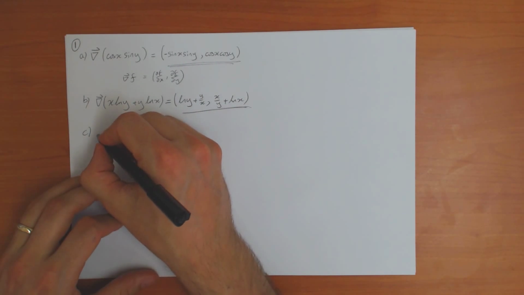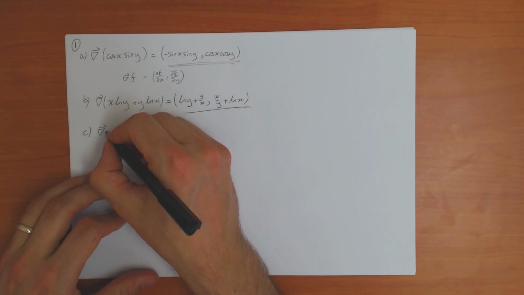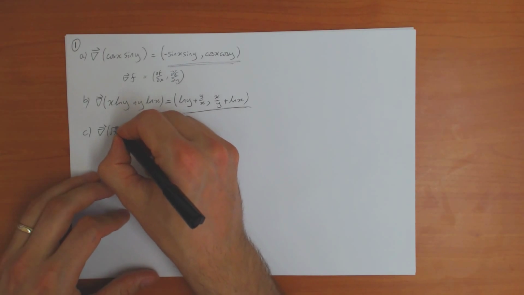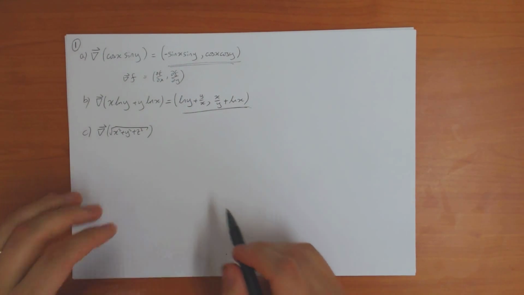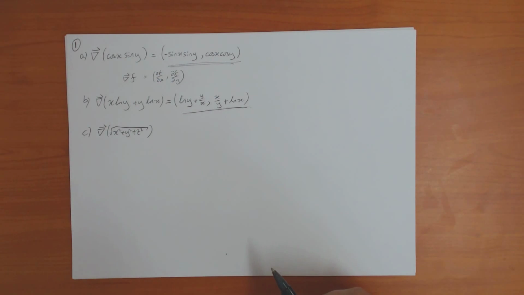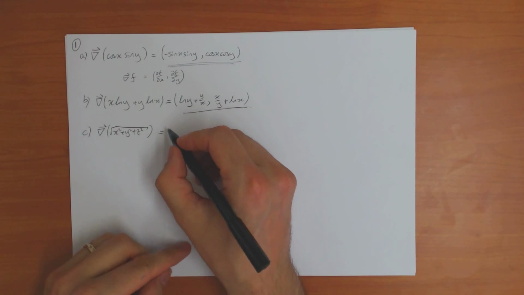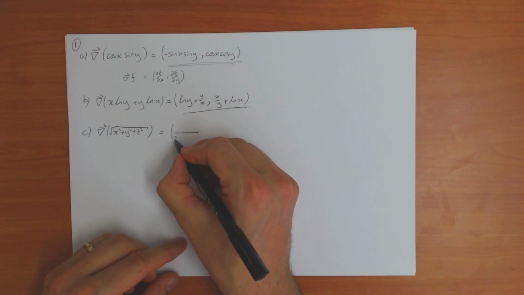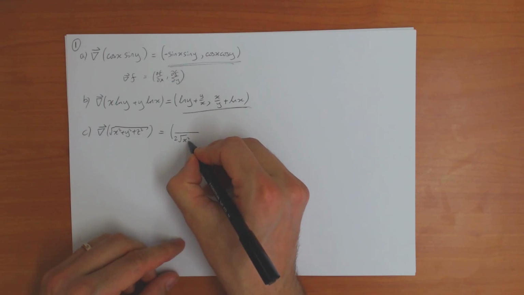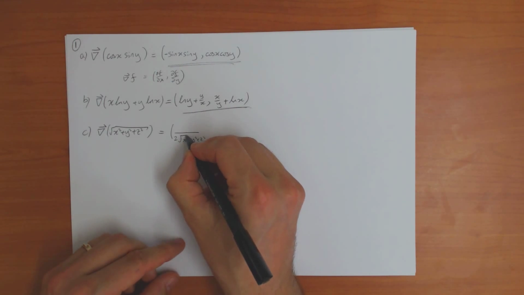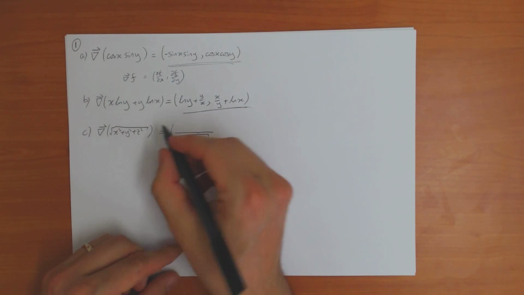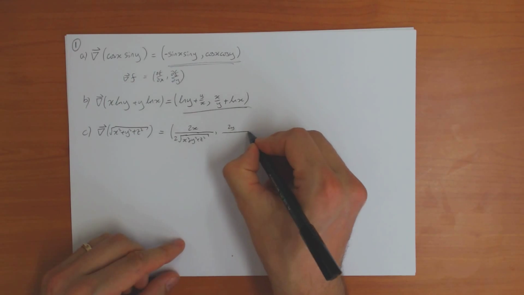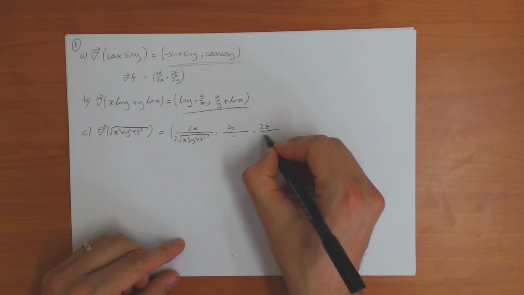Okay. C is the gradient of the radius, basically the radial vector, square root of x squared plus y squared plus z squared. So this is just the length of the vector x, y, z, right? So first you differentiate with respect to x, so that gives you 1 over 2 square root of x squared plus y squared plus z squared times the derivative with respect to x, which is 2x. Okay, and then the same 2y over the same thing, 2z over the same thing.